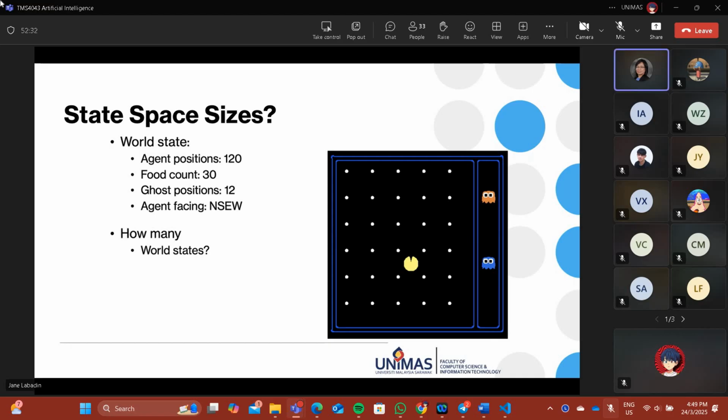So in total, because all these are just agent positions, food count, ghost positions, and all those things, how many world states can you have? When you are here, where the Pac-Man is, this ghost can move, right? So at this particular position, you will already have 12 times, and then each of these is also 12 times. And then you have to consider the food as well, the food count, if the food can be yes or no.